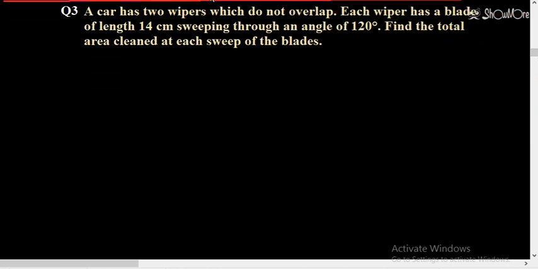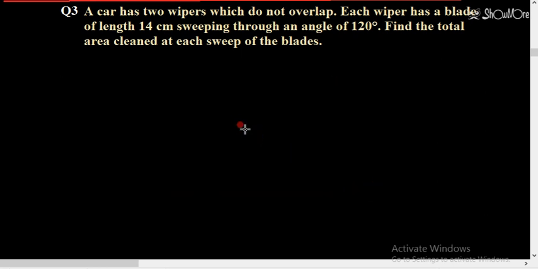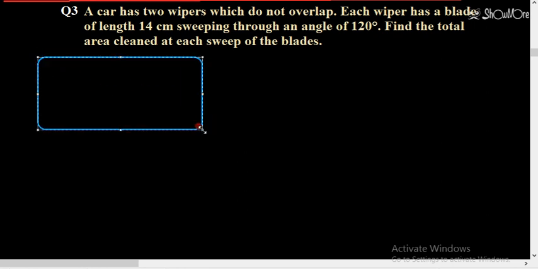Now we are going to see the question. A car has two wipers. So let me draw a diagram for this one so that it will be more clear to you. This is the diagram of the front end, and wipers are like this. Let me change the color, red. So wipers will start moving from here.